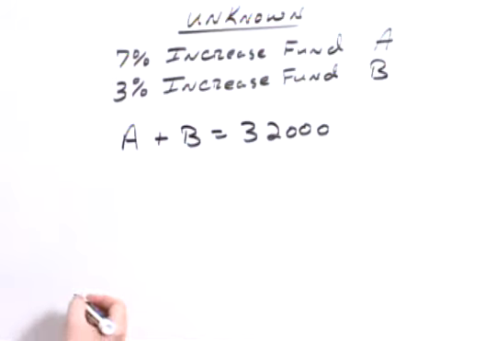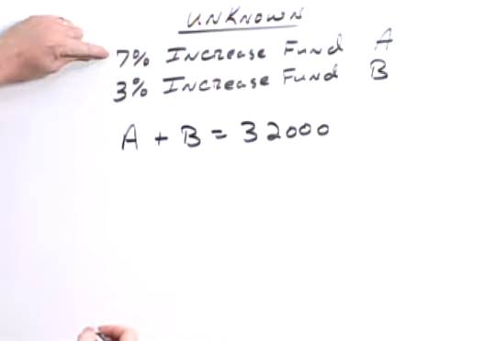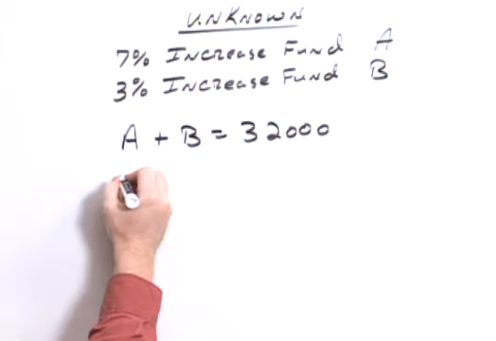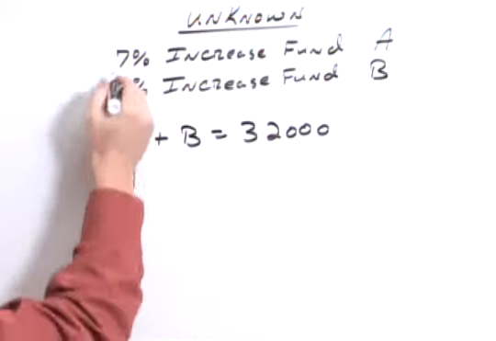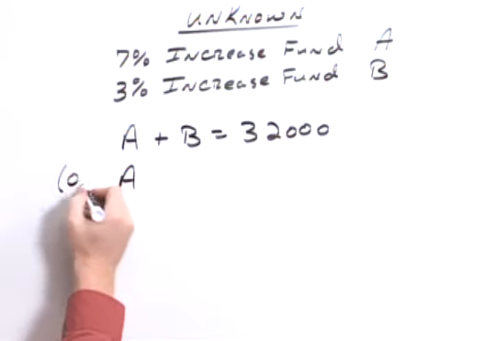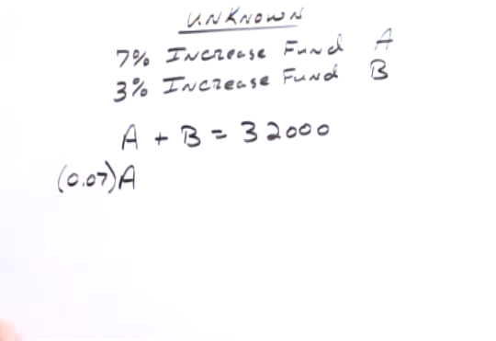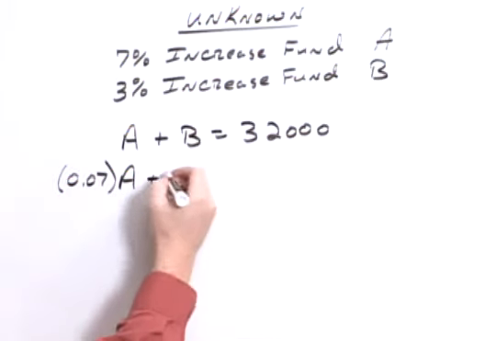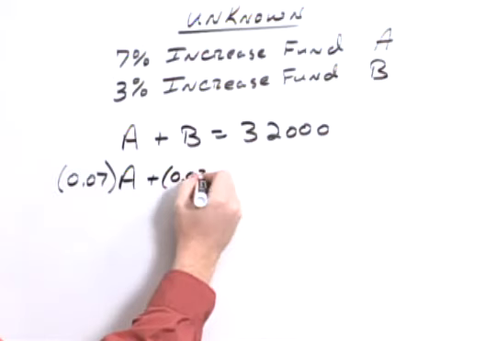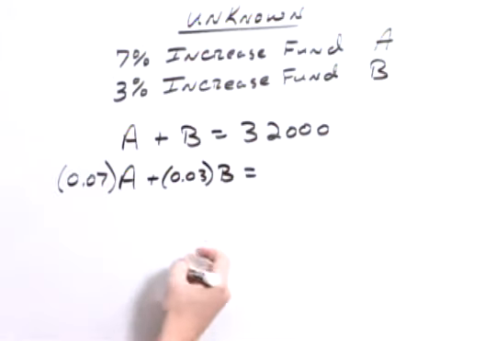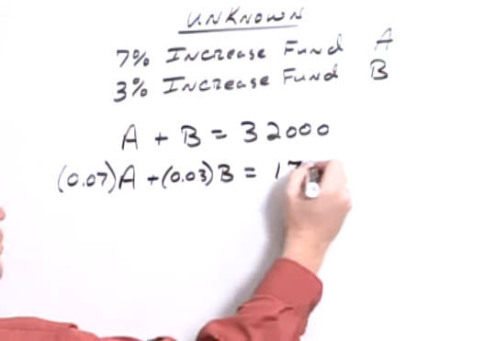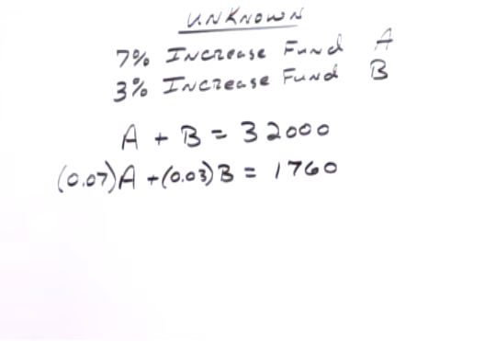The way that we would generate the profit is we would take the percent increase times the amount that she has in the fund. So for our A, it would be the A times the 7%. But I want to use 0.07 instead of the 7%. The same with the fund B, it would be 0.03 times B. The profit from both of these funds then would be the total $1,760. Here's our system of equations.